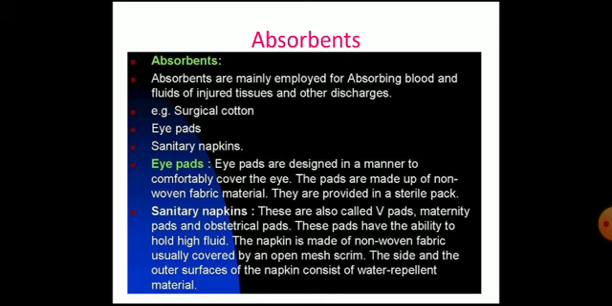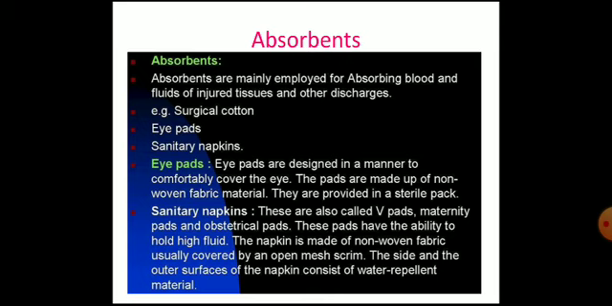Absorbents are mainly employed for absorbing blood and fluid of injured tissue and other discharge. Examples for that are surgical cotton, eye pad or sanitary napkin. In case of eye pad, they are designed in a manner comfortable to the eye, made up of non-woven fabric and plastic material, and provide a sterile pack.